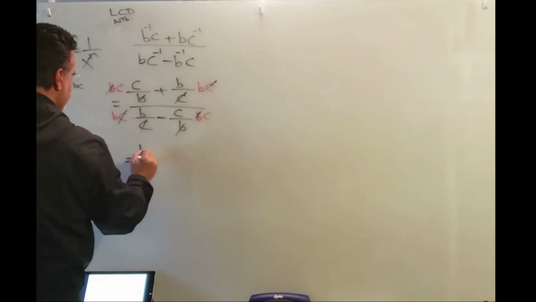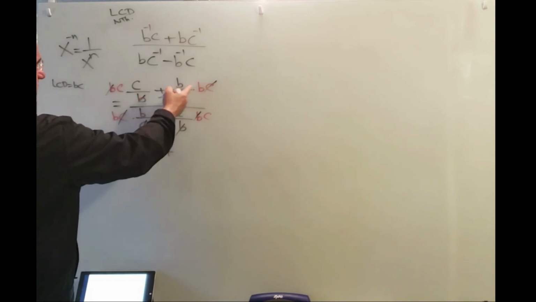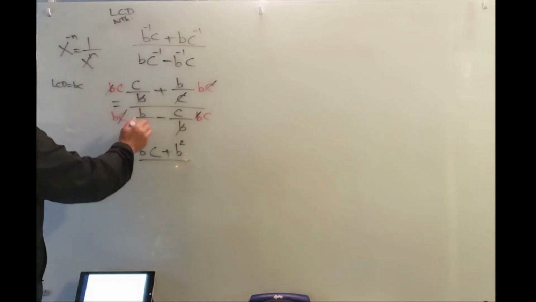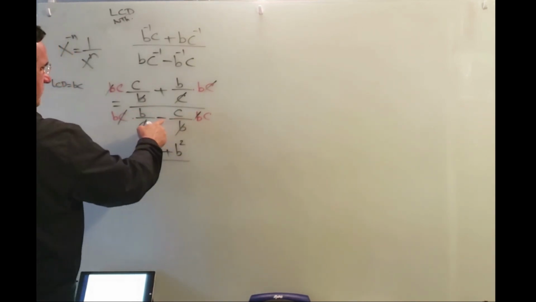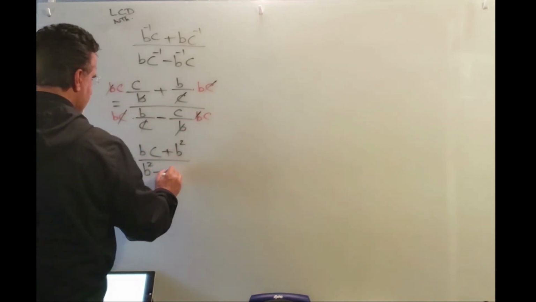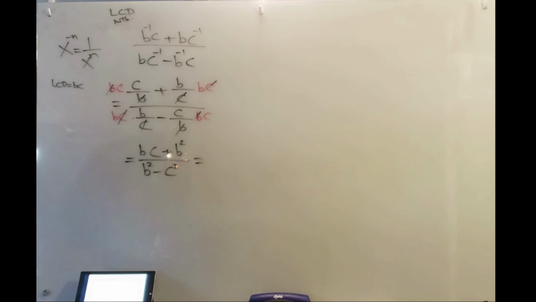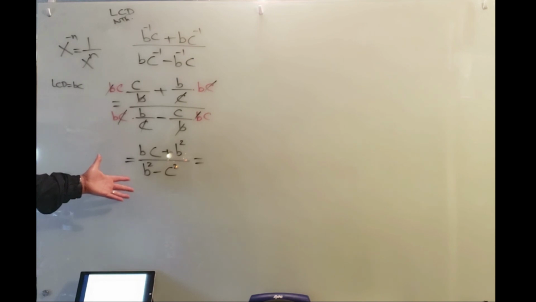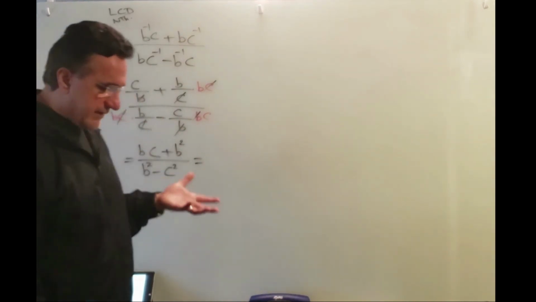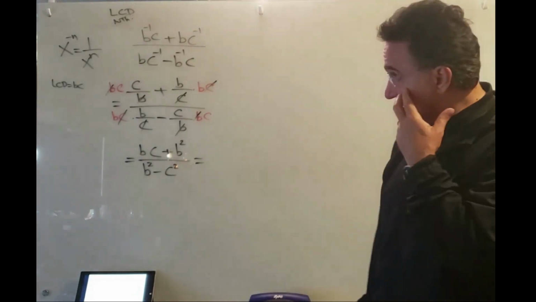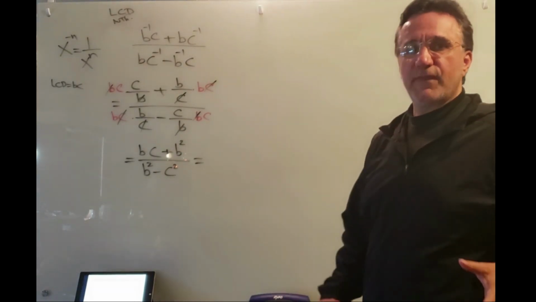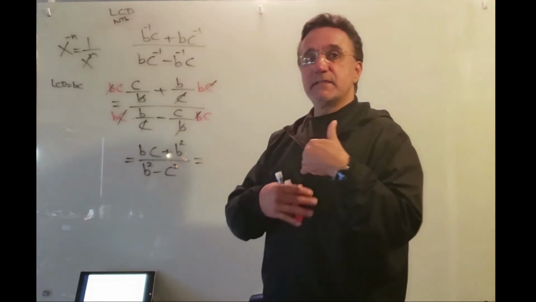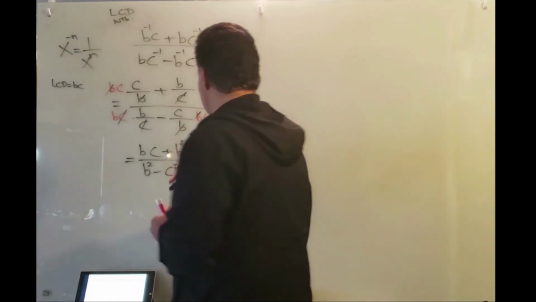BC plus B squared over B squared minus C squared. Okay, it would be tempting to go ahead and put that in as the final answer, but remember, our final answers always have to be in simplest possible form, which means we're going to try to do as much factoring as possible on the top, as much factoring as possible on the bottom, and then see if there's any cross canceling that's possible.